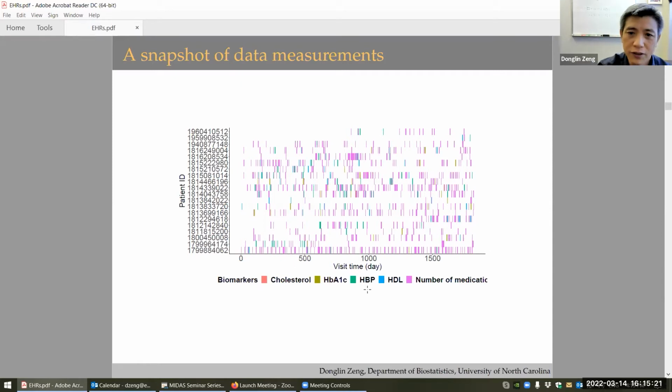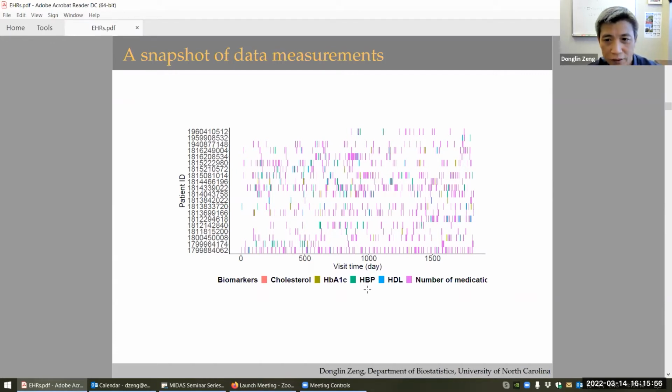So in other words, it looks like most of the time they get measurements is about the medication. But for some measurements like HBP and HDL, you probably don't see a lot here. You can see a few places down there, but not many. So there's huge heterogeneity in the measurement time points across patients. And even within the same patient, there's huge heterogeneity across different biomarkers. How are we going to consider this issue? How do we account for it when we do the analysis?